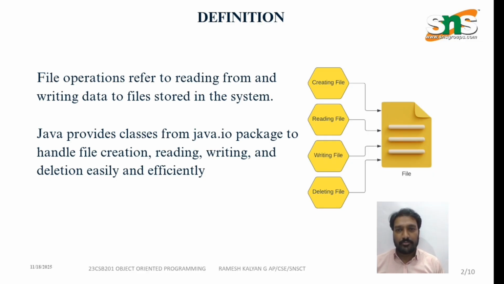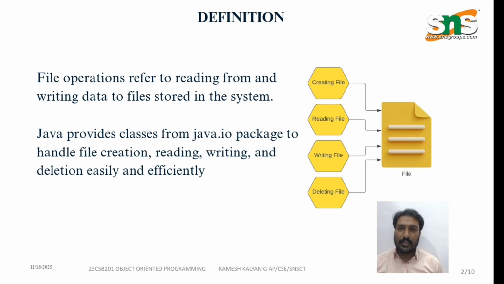The first one, creating a file, is nothing but making a new file as we need at that respective time. Next one is reading a file. When you have created a file, the next step is processing it or reading the file. The third one is writing a file, where we are writing data to a particular file. And the fourth one is deleting a file. We have multiple files in our everyday life, so in case we are not using a particular file, we can delete it. This is done using deleting a file.